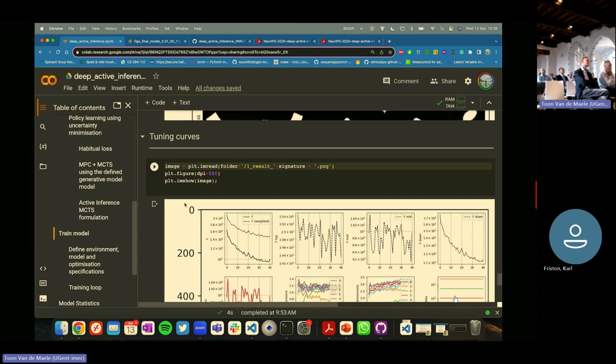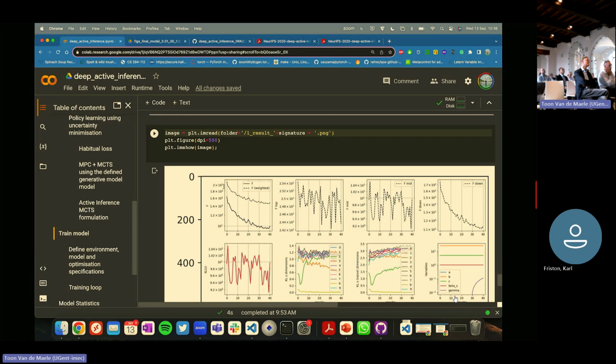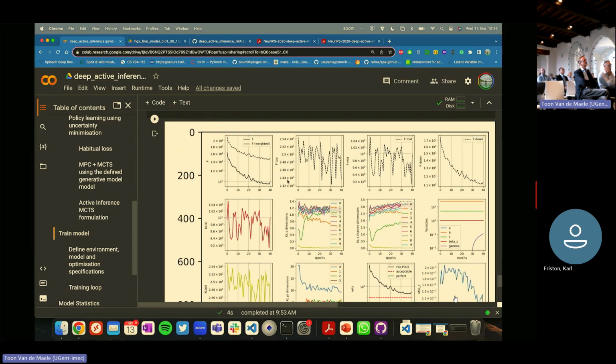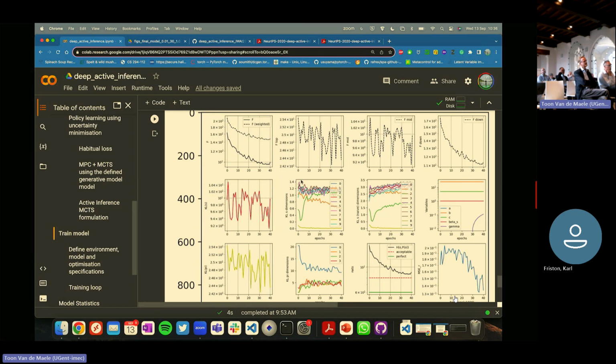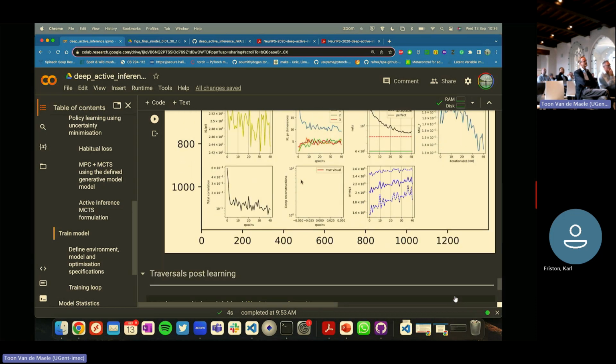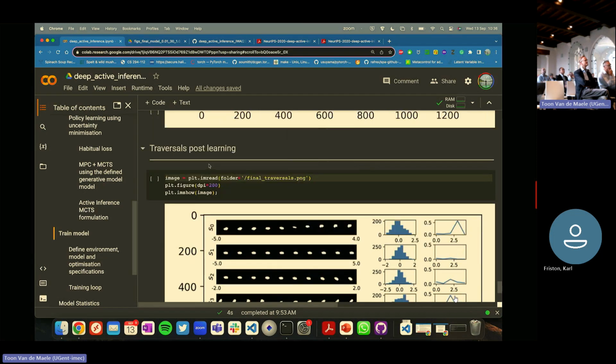And if you do manage to find time to train it, you can plot the actual tuning curves to see how well different parts of the model are optimizing. So you can see, at least when I stopped, it hadn't converged in terms of the policy, but you can take longer to see what's happening. So I'll let you look through that in your own time, and then some traversals post-learning.